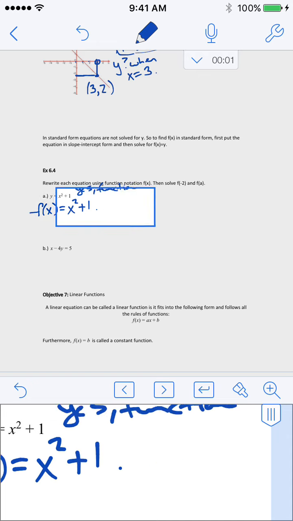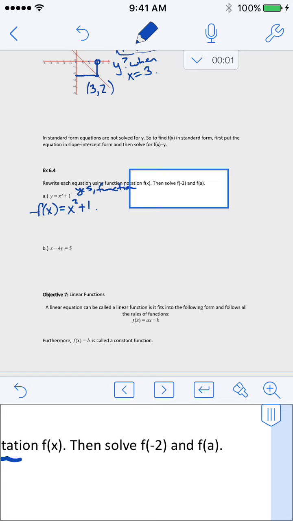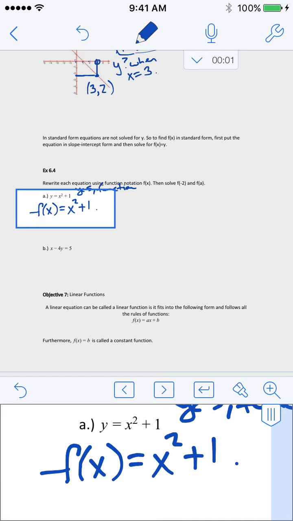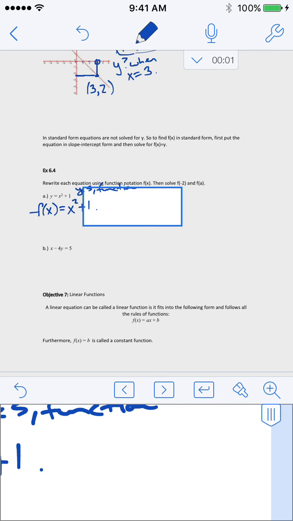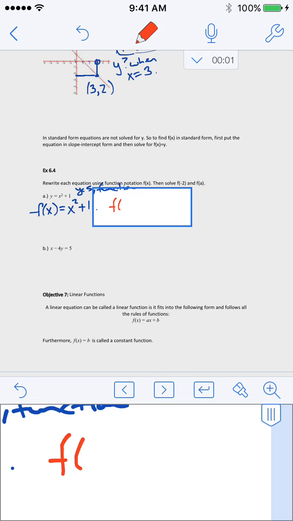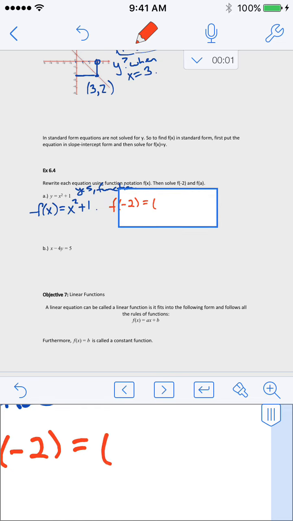Alrighty, now we need to evaluate f of negative 2, pardon me, and f of a. So let's go ahead and evaluate f of negative 2. Let's do that over here. Again, what does that mean? What is f of negative 2? What question is it asking? It's asking, what is f, or what is y, when x is negative 2? So let's go ahead and plug in that negative 2.